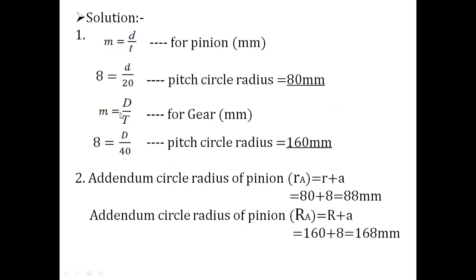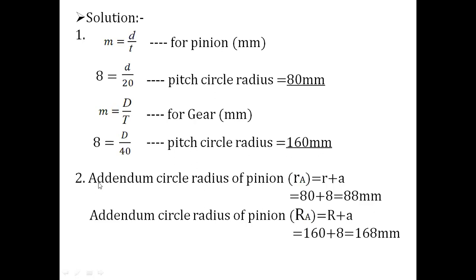So pitch circle radius will become 80 mm. Now module is again capital D by capital T for the gear. So module is given for gear also as 8. Capital D we have to find out, divided by the number of teeth on gear, which is 40. So pitch circle diameter will become 320 mm. So pitch circle radius is half of 320, which is 160 mm.